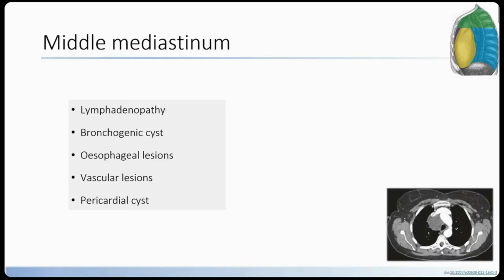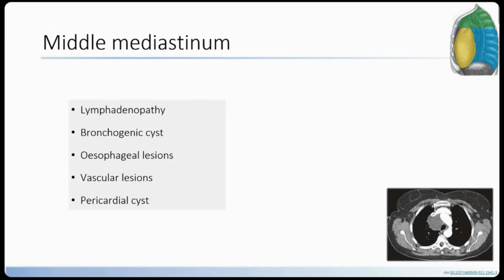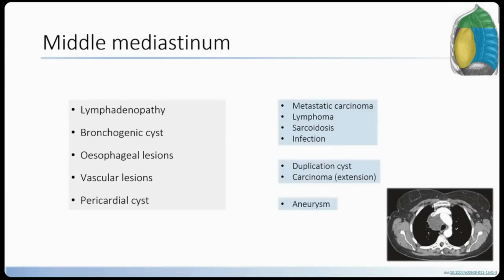So from the middle mediastinum, if you remember from anatomy, we said those are the structures that move. It's contained in and around the pericardium. So is it lymph nodes, cystic structures that we've talked about, either bronchogenic or, for example, an esophageal duplication cyst, something that's a vascular lesion, or potentially even a pericardial cyst. We'll come on to some of these where there's an overlap.